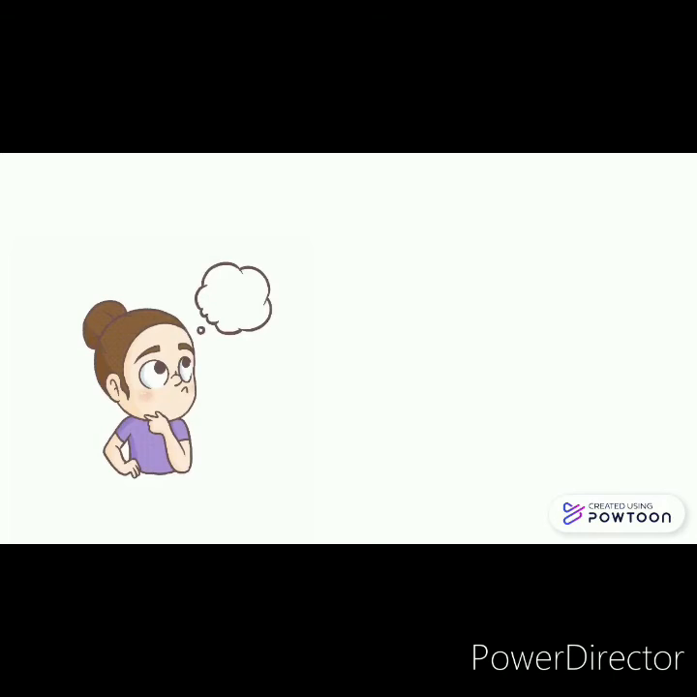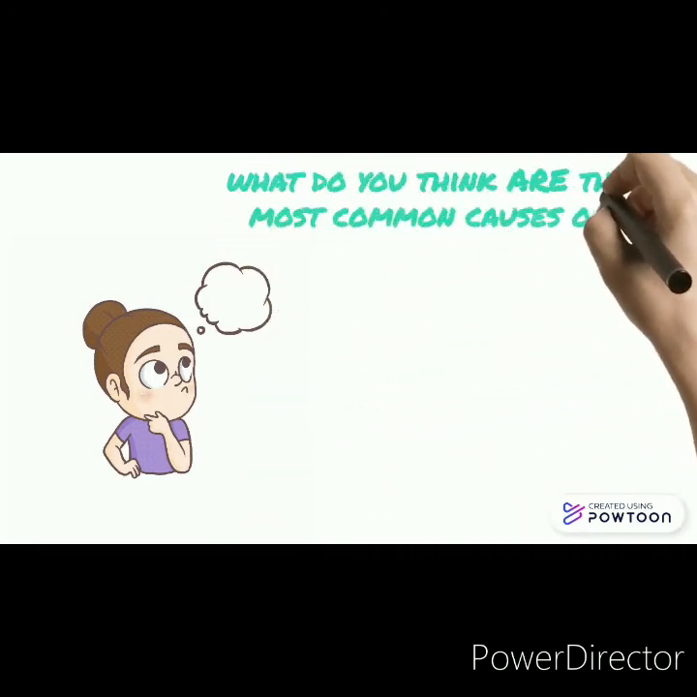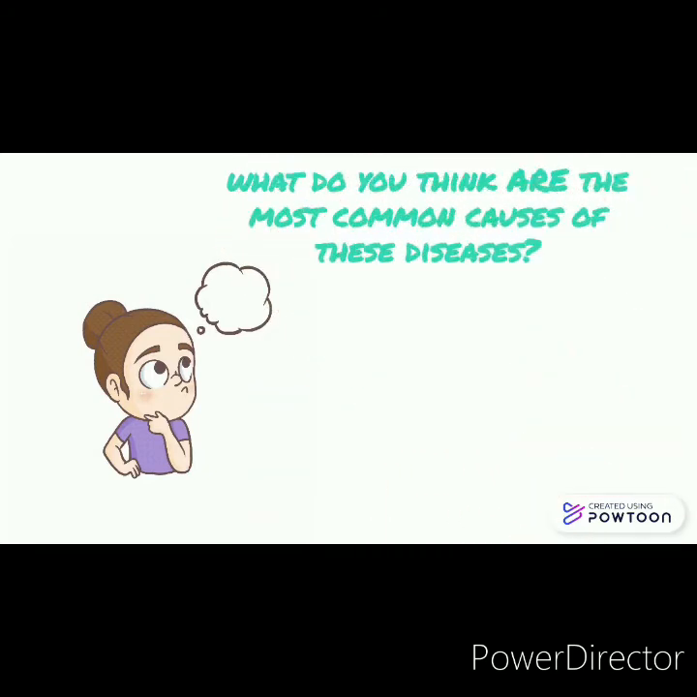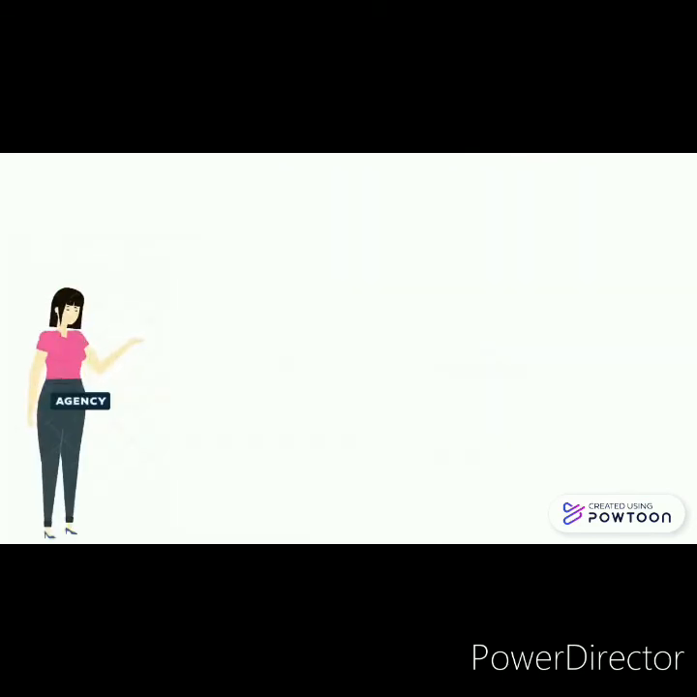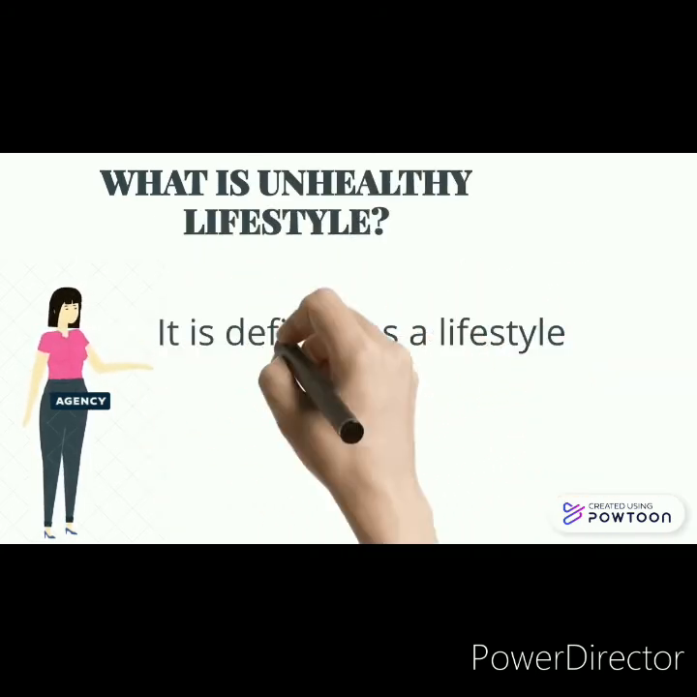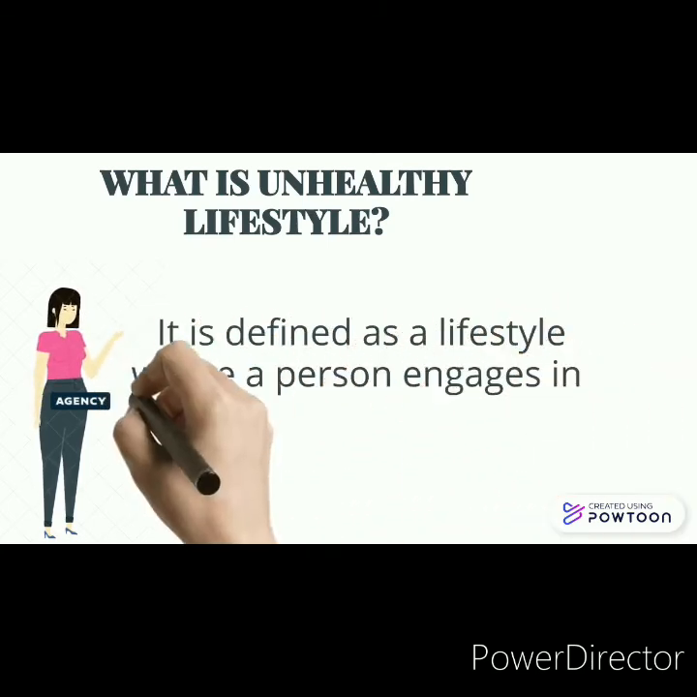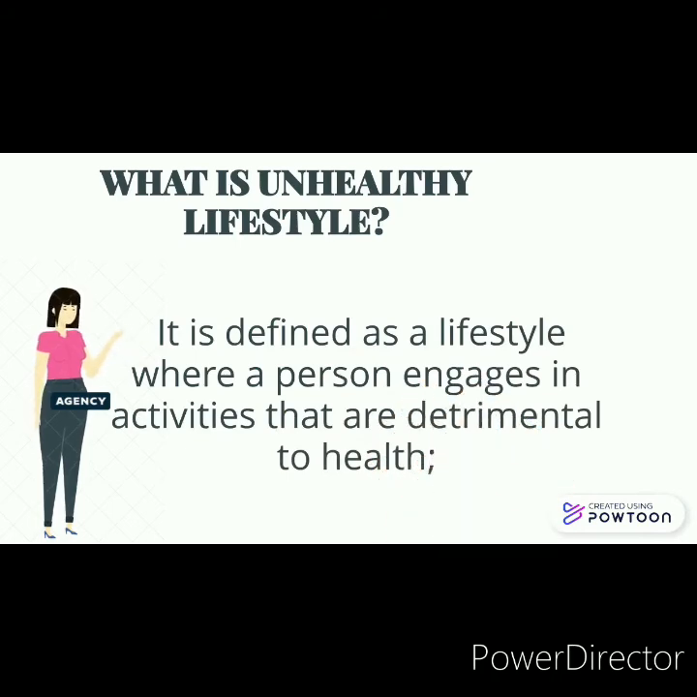After knowing the different diseases that affect the respiratory and circulatory system, what do you think are the most common causes of these diseases? Yes, you're right. They all fall to one reason: unhealthy lifestyle. Let's define what is an unhealthy lifestyle. It is defined as a lifestyle where a person engages in activities that are detrimental to health. Anything that you do that has negative effects on your health falls in this category.